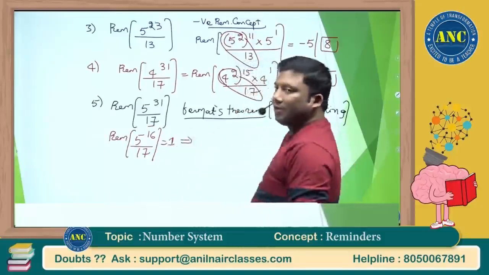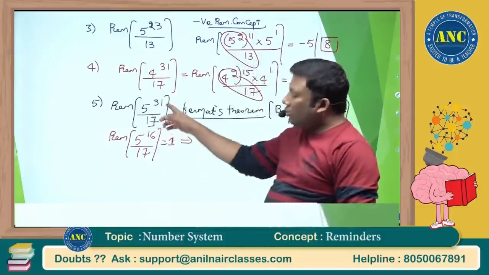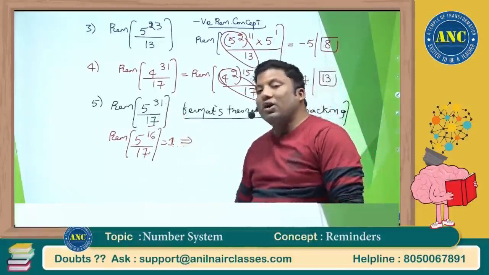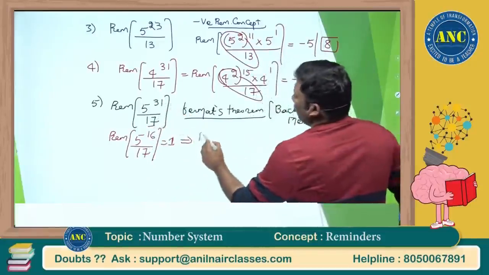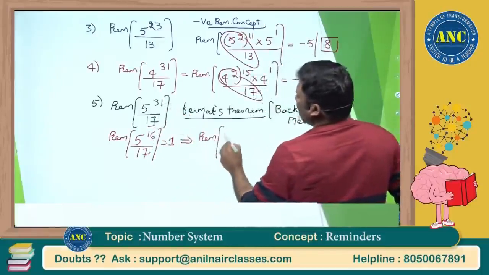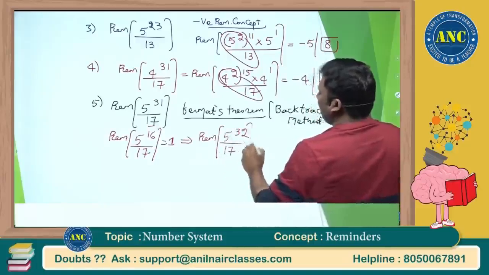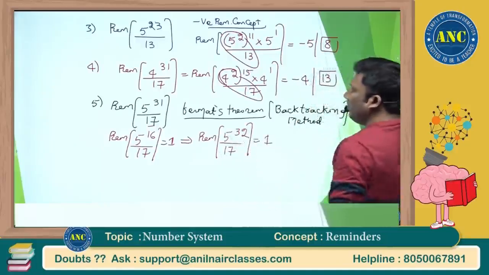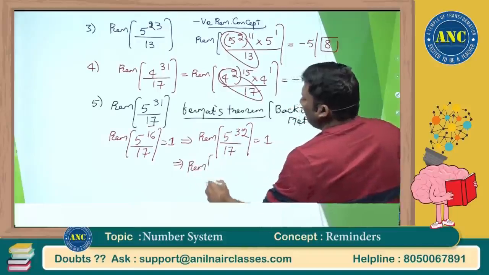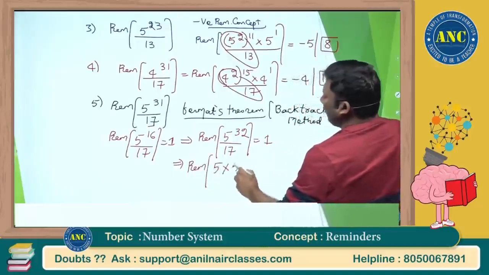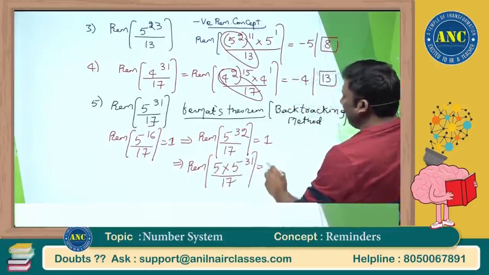But according to the question, we require 31. We got 16. What is the multiple of 16 near 31? 16 twos are 32. So 5 power 32 divided by 17 is nothing but 1. 5 power 32 can be written as 5 into 5 power 31 divided by 17, equivalent to 1.